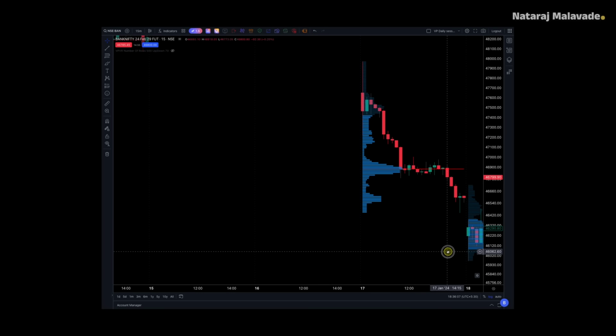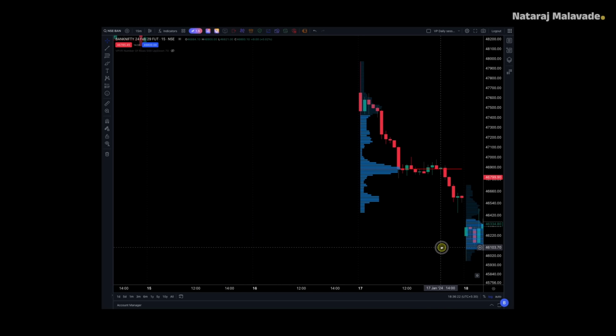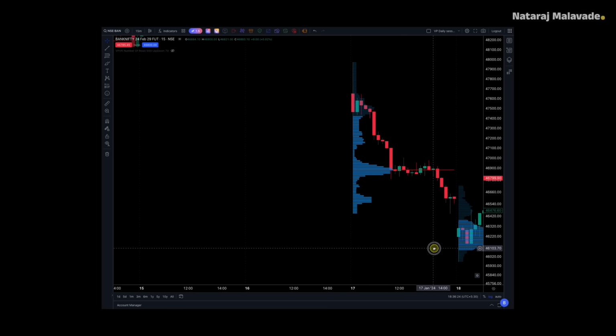Well, the first 1 hour is completed. Now 15-minute 4 candles are completed. Now what we can do, the high got broken here, and we got the swing low. This red candle low is where we can trail our stop loss now, 46,105. And let's see what happens.